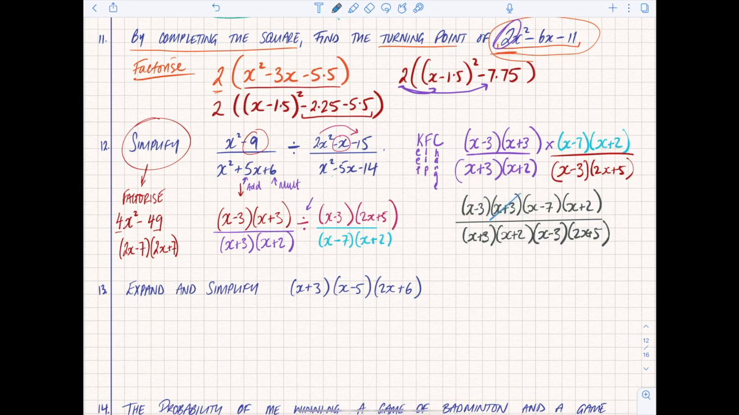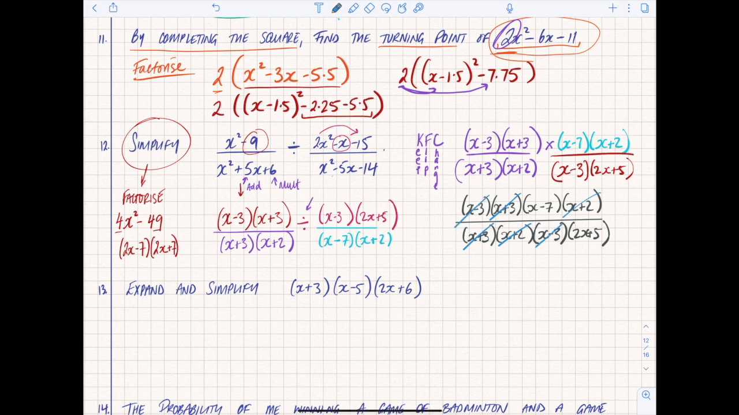So x plus 3, x plus 3 cancel out. Because technically doing that means you're just getting 1. X plus 3 divided by x plus 3 is actually just 1. So we can cancel them out. Looking at what else is the same here, I've got an x plus 2 and an x plus 2, so they cancel out. And then I've got an x minus 3 and an x minus 3.